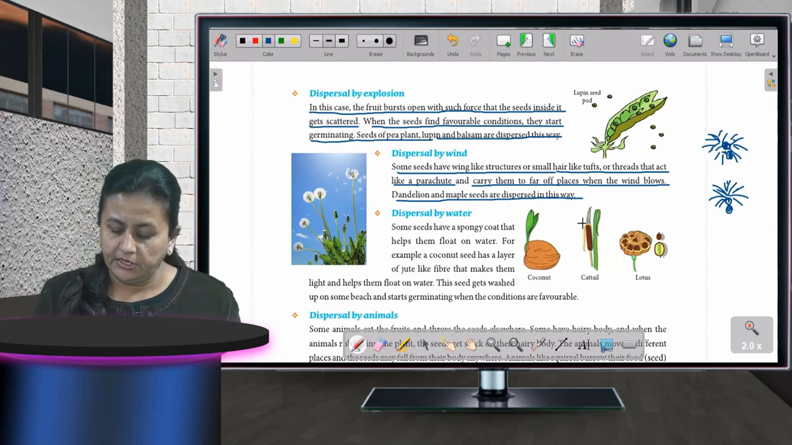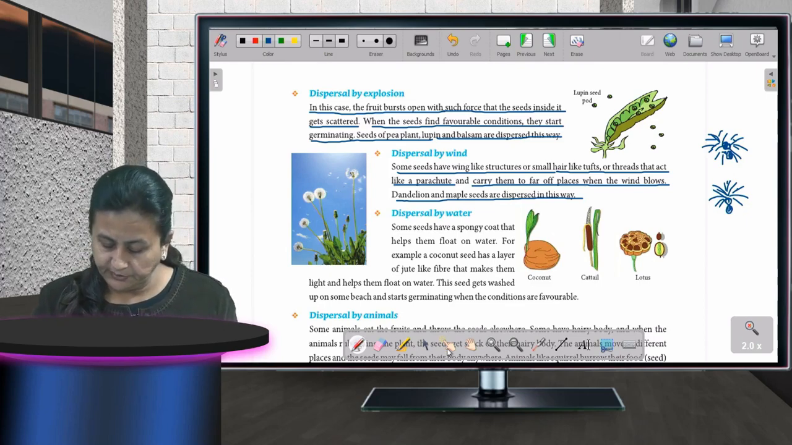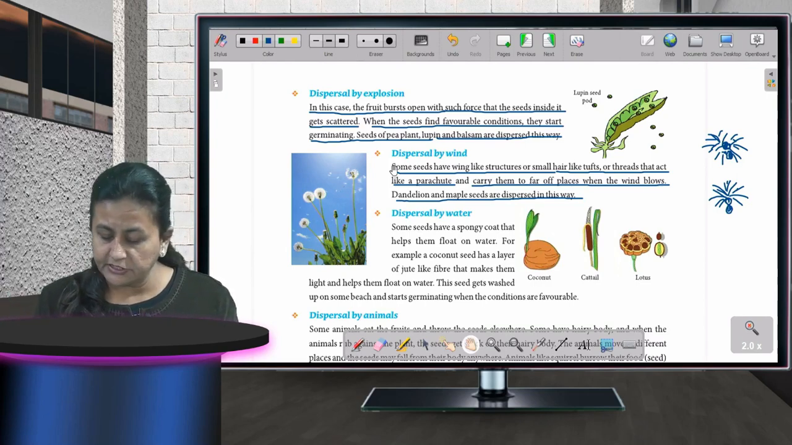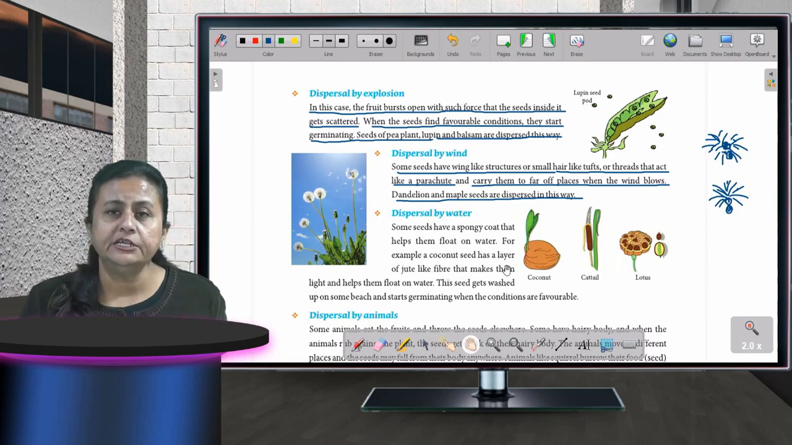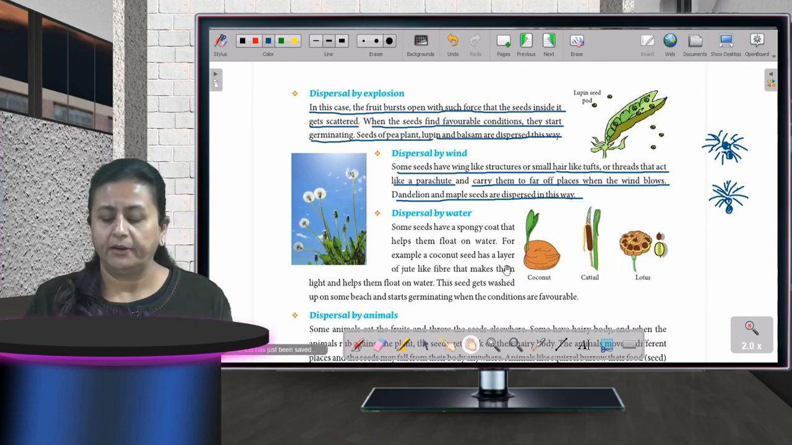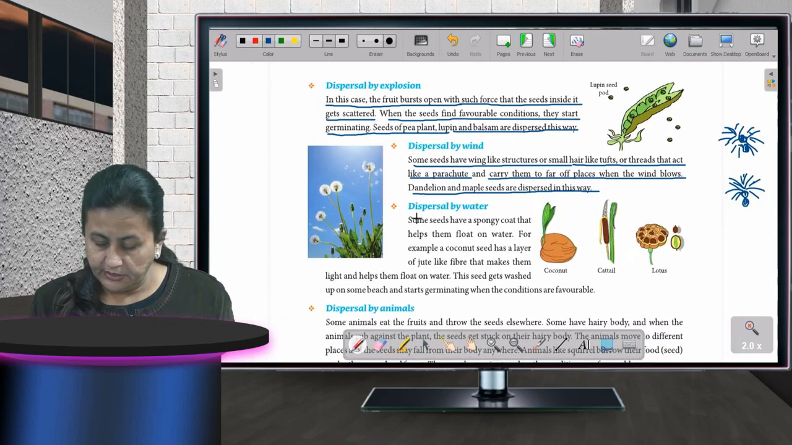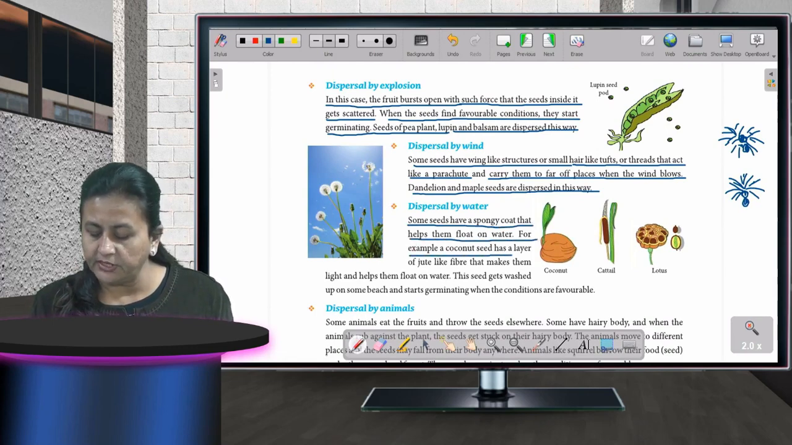Fine children? Now dispersal by water. I have already told you about dispersal by explosion and dispersal by wind. Now we will be doing dispersal by water. Especially the aquatic plants, some seeds have a spongy coat that helps them float on water. For example, a coconut seed has a layer of jute-like fiber that makes it light and helps it float on water. The seed gets washed up on some beach and starts germinating where the favorable conditions are there.